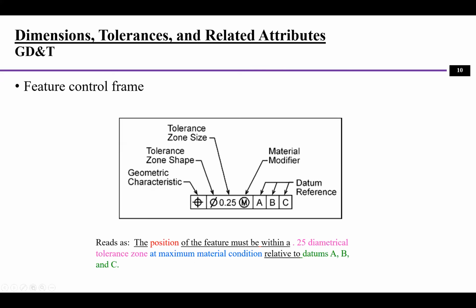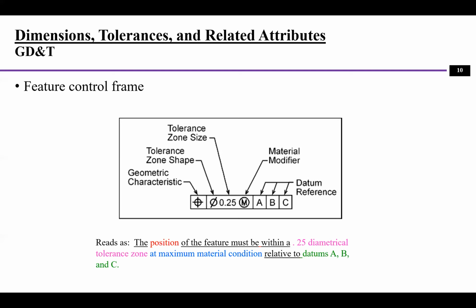And we just saw there's a control frame. What is the control frame? A control frame means we are using this frame with different sections, right? The first starts with what geometric characteristic we are talking about, right? For example, this symbol is a position symbol, which means we're talking about the position of something. And in the middle here, we can see the tolerance zone shape.